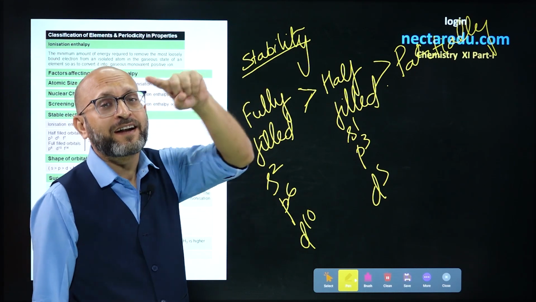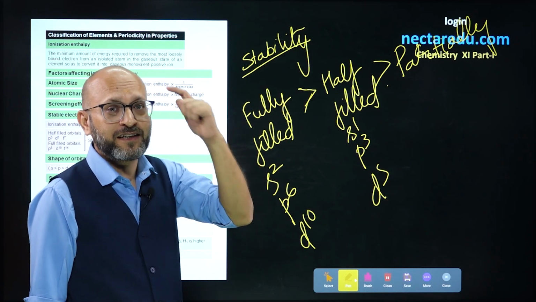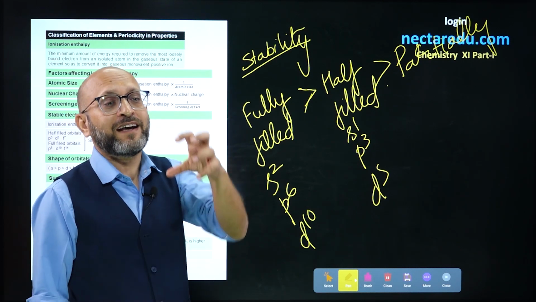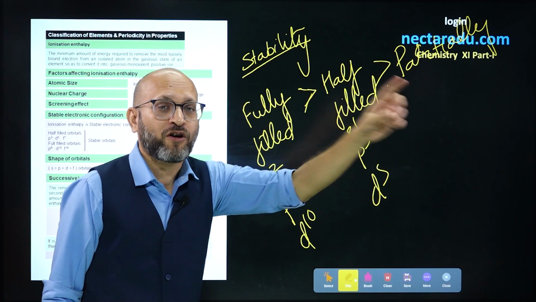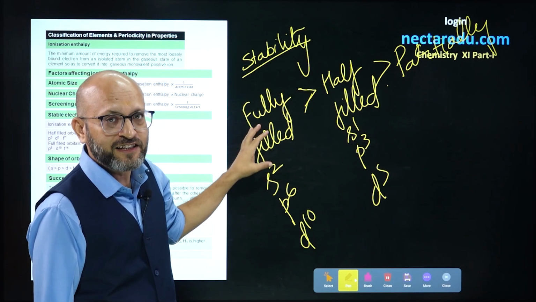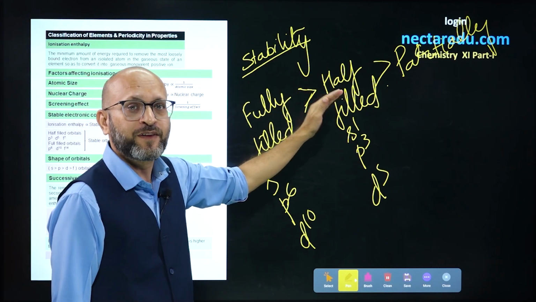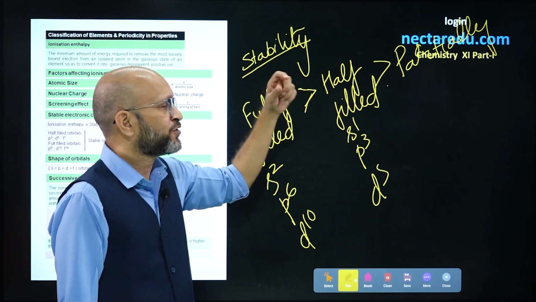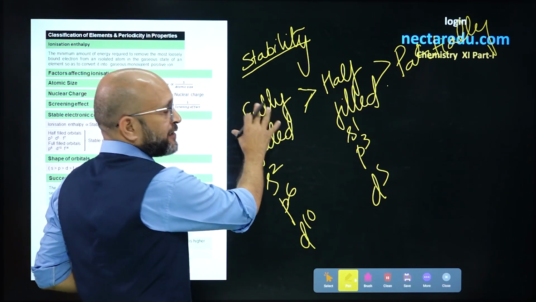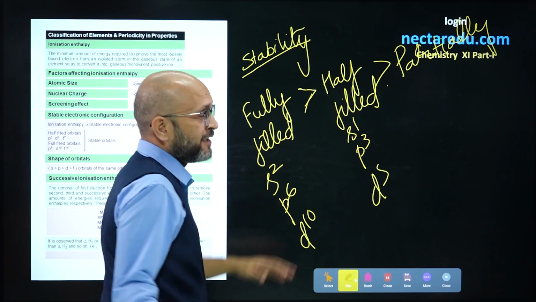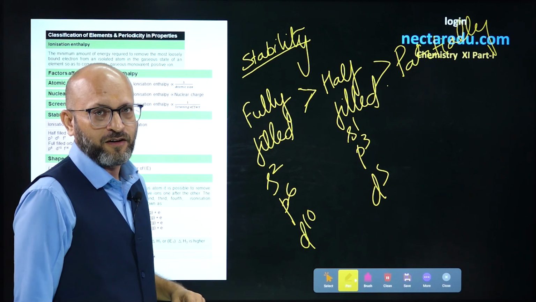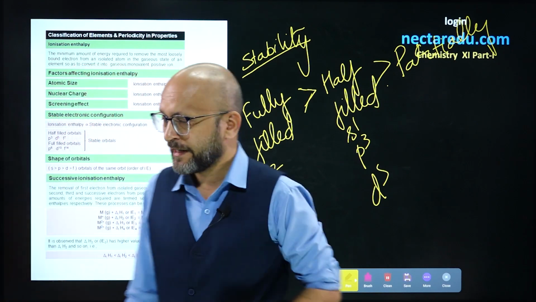More stable means more attraction. Remember this, more stable means more attraction. More attraction, more will be the energy required to remove the electron. So in the case of fully filled subshell, more energy will be required, more ionization enthalpy. Then half filled, slightly lesser than that. So ionization enthalpy will be highest in fully filled subshell, then half filled, and the least will be in partially filled. I hope you got that clearly.